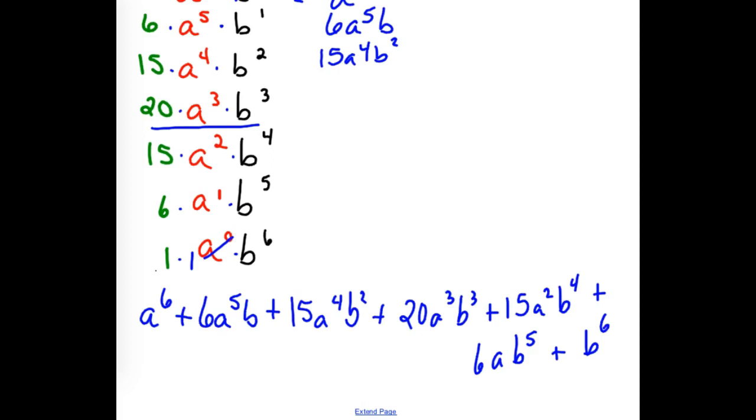So my coefficients came from Pascal's triangle. My powers are following that pattern, right? Where the a is going down in degree, the b is going up. Okay? Now we have to look at what happens when it's not a plain a. What happens when it's a 3x? How does that change things?